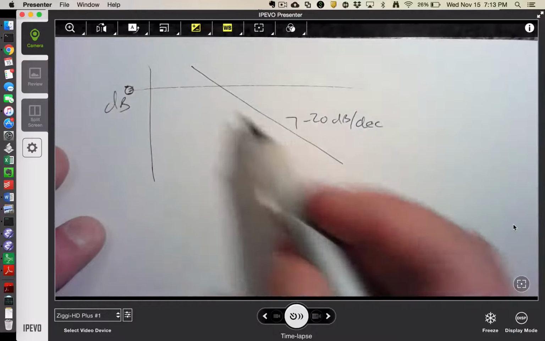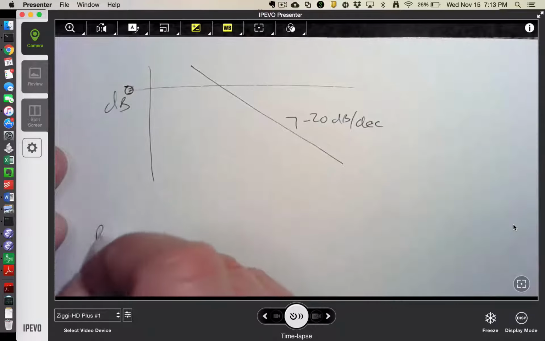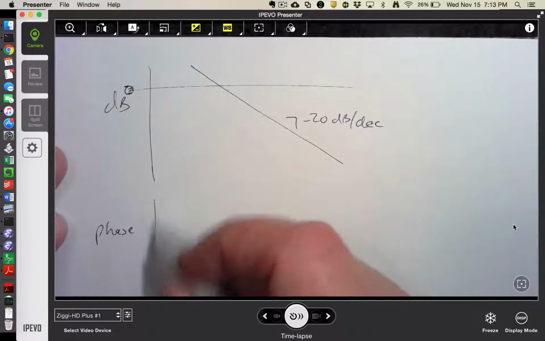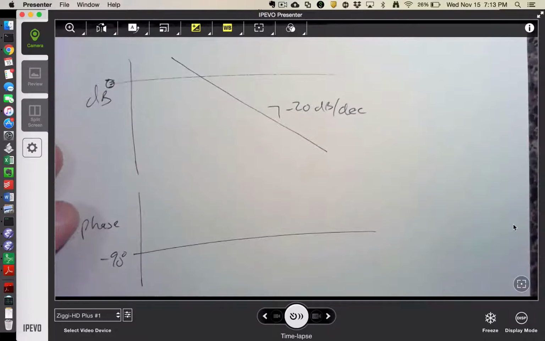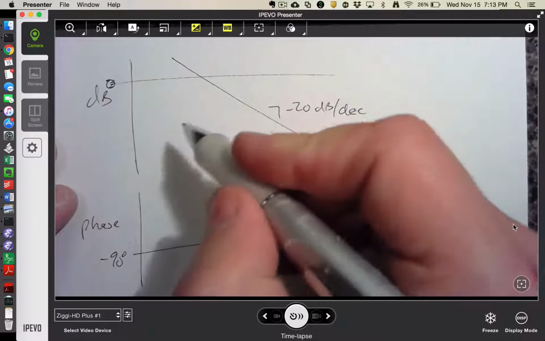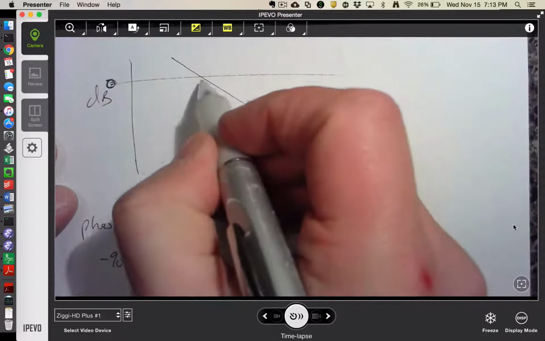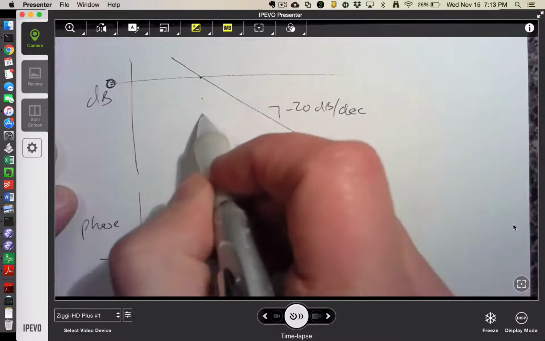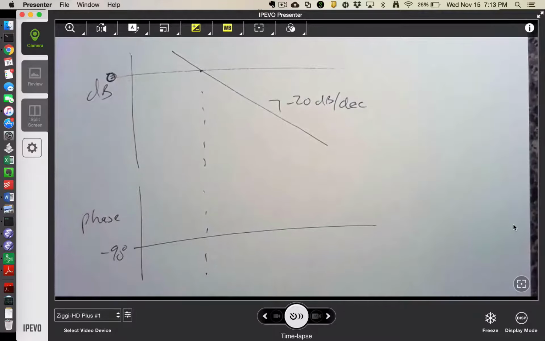It's actually going to go off to infinity, and then the phase portion is going to just always be a constant negative 90 degrees. And so that's always the phase. I guess we could say if we had a 0 dB line, the way that we've drawn this, this would correspond to omega equal to 1.